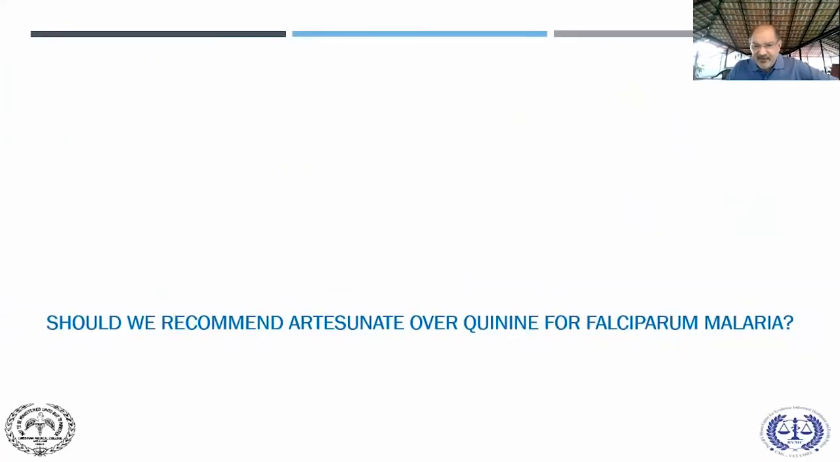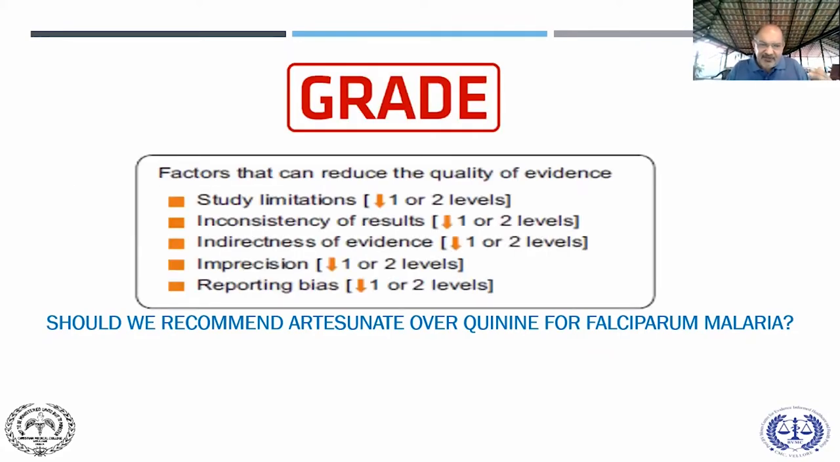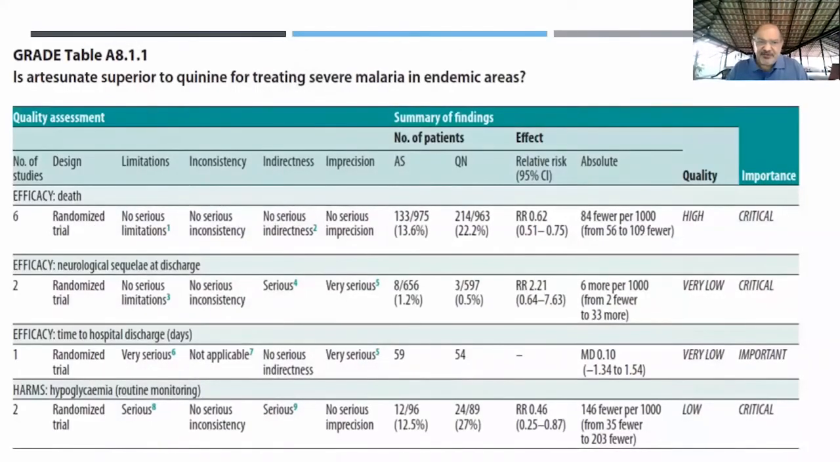But that's when the GRADE process comes in, because we want to know how confident we are in that estimate. So then we go through this process of looking at the risk of bias in the studies, assessing inconsistency, these five factors. And then you can come up with an evidence summary.